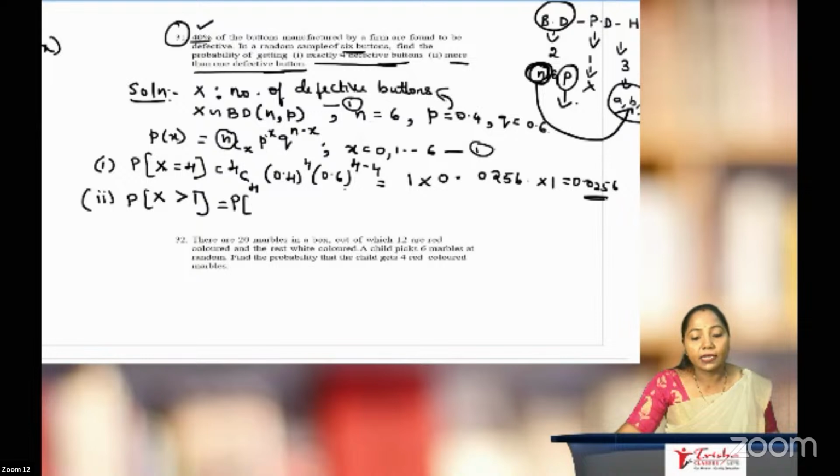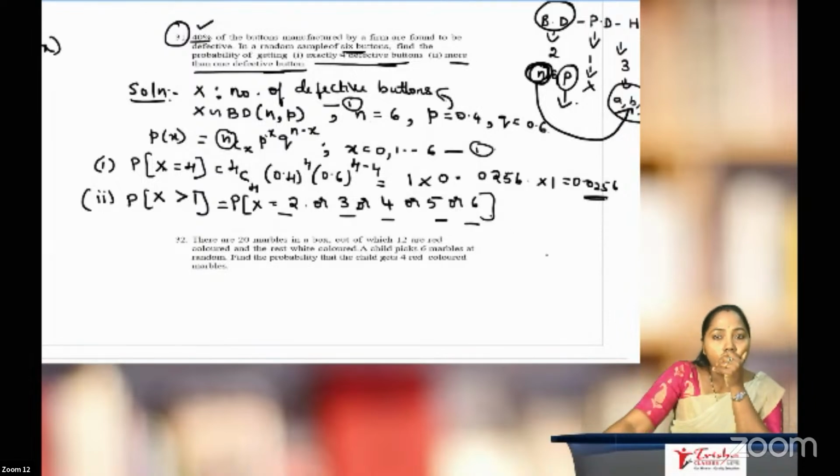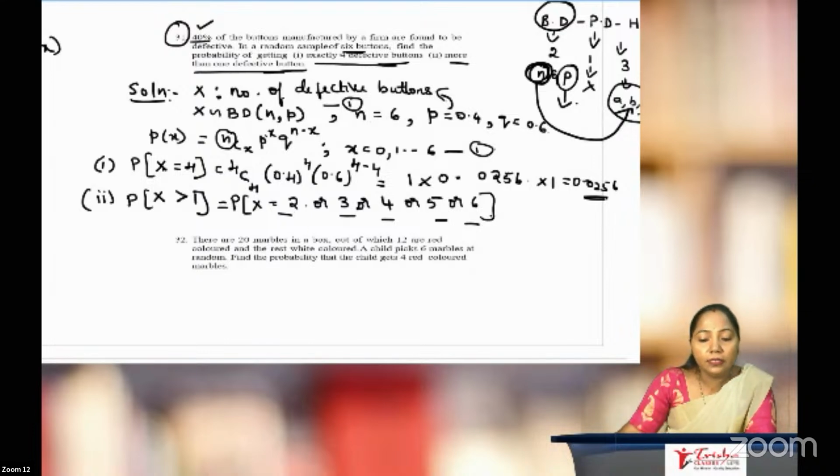What are the possibilities when x is greater than 1? X could be 2, or it could be 3 defective buttons, or 4 defective buttons, or 5, or 6. Altogether 6 buttons. Sample size is 6. Maximum number of defective buttons that is possible is 6. So when x is more than 1, it could be either 2, 3, 4, 5 or 6. See the amount of calculation, how many times you have to use the mass function. So 1, 2, 3, 4 and 5. So 5 times you have to substitute your mass function.